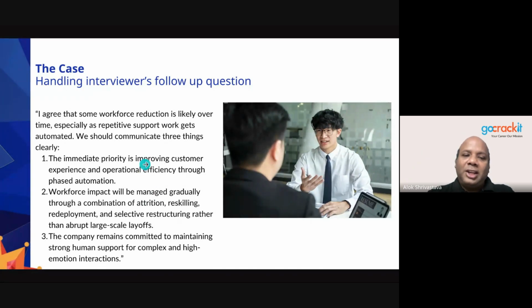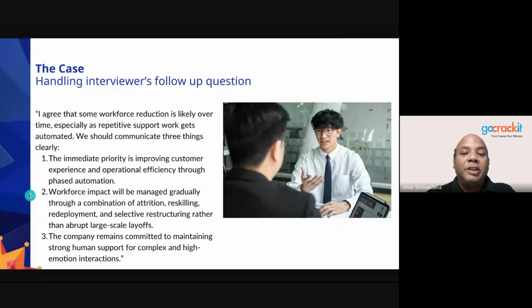So we should communicate three things. One, the immediate priority is improving customer experience, very important, and operational efficiency. Whenever you see all these Amazons and those companies, they are firing people, but they are saying that we are augmenting roles. They are saying that we are improving efficiency. It's not about layoff. It's about customer experience. It's not about layoff. It's about operational efficiency.